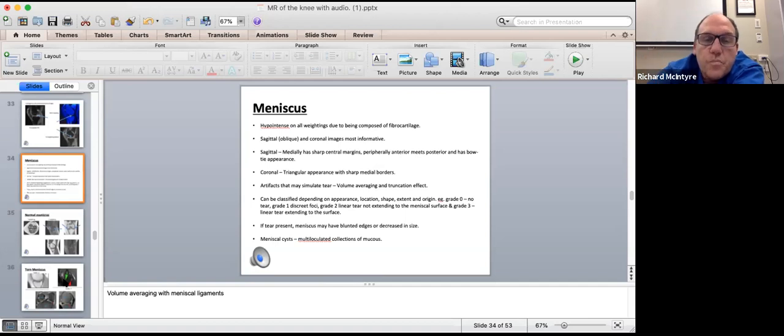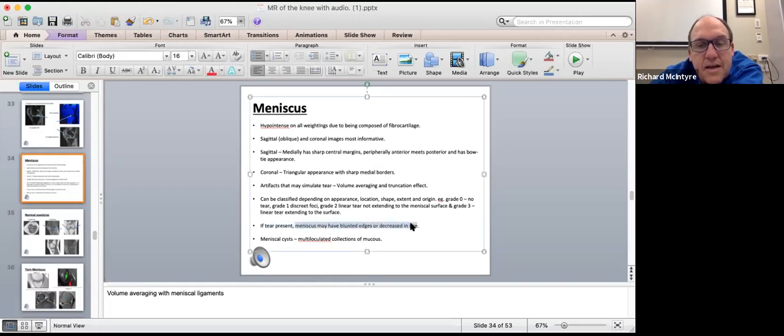And we grade them. Okay, so we grade them. A 0 is no tear. A grade 1 is discrete foci, so a signal within the meniscus. A grade 2 is a linear tear, intrasubstance, so not extending to the surface. Grade 3 is a linear tear that is extending to the surface. Okay. And of course, meniscus may be blunted. We'll see examples. And we also have meniscal cysts.